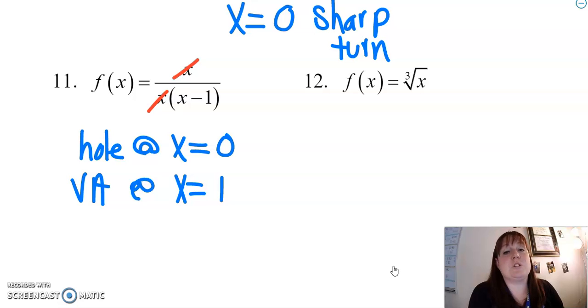You're going to see those sharp turns in piecewise functions and in absolute values. Possibly in the greatest integer function, you're going to see jumps. But most functions are continuous otherwise.